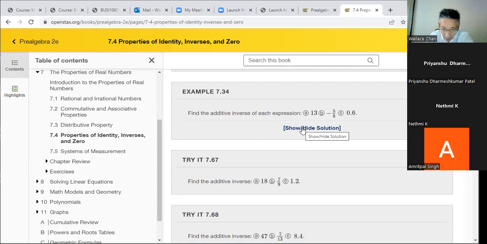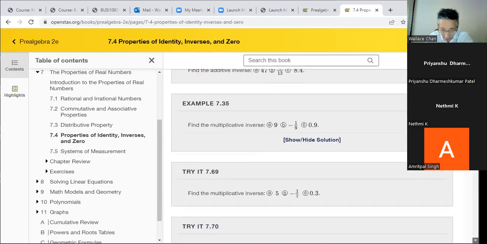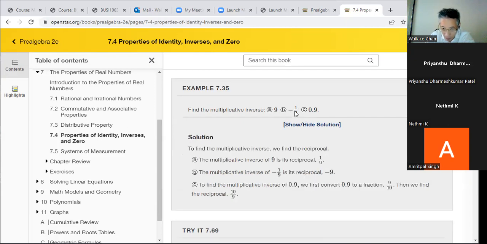Okay, how about this? Find the additive inverse of each expression. For the first one, the additive inverse of 13 is negative 13. The additive inverse of negative 5 over 8 is positive 5 over 8. And the additive inverse of 0.6 is negative 0.6. How about the multiplicative inverse? What is the multiplicative inverse of 9? It's actually the reciprocal, the number that multiplies 9 to make the answer 1. So it's 1 over 9. How about B? It's negative 9, so the reciprocal is negative 1 over 9.